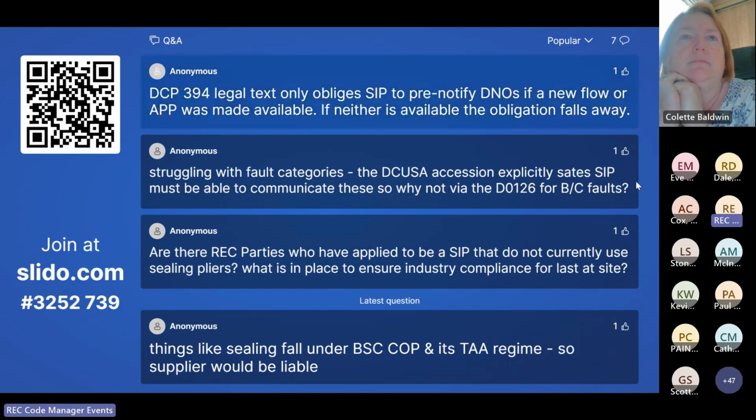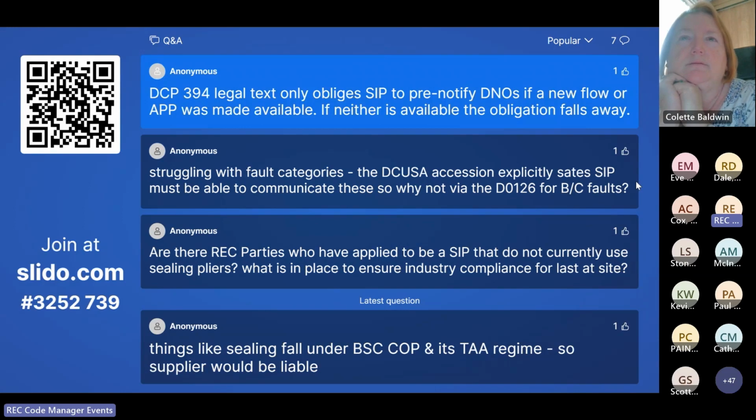Next point, I think it's on the DCUSA change legal text, which only obliges the SIP to pre-notify DNOs if a new flow or APP was made available. If neither are available, the obligation falls away.